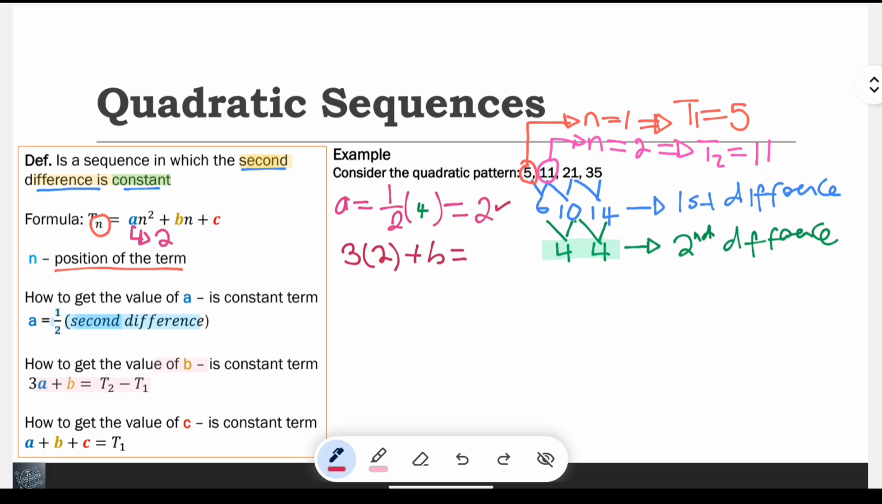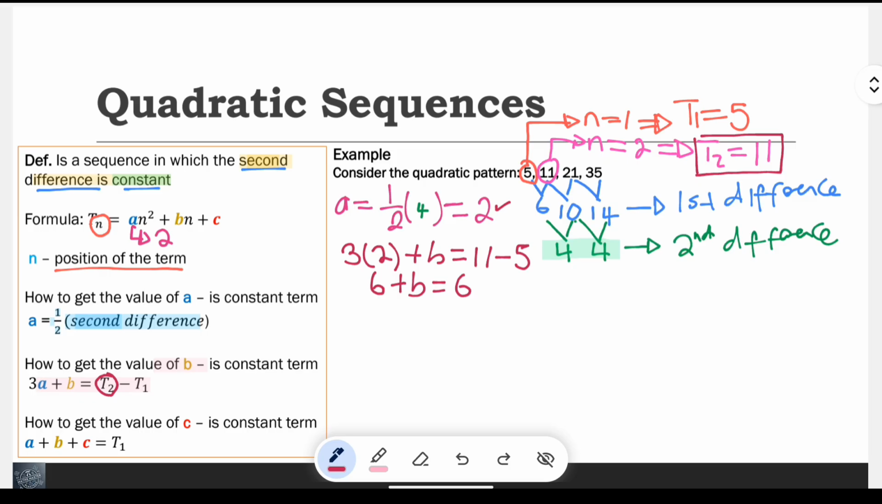What is our term number 2 here? Look at the formula. Here we found our value of T2, which is equals to 11. That's term number 2, that's 11. And then subtract. What are we going to subtract? We're going to subtract T1, which is 5. Right? And then 3 times 2, in this case, will be 6 plus b, which is equals to 6.